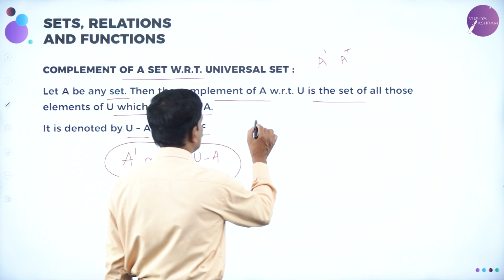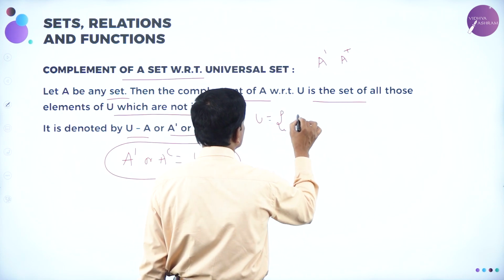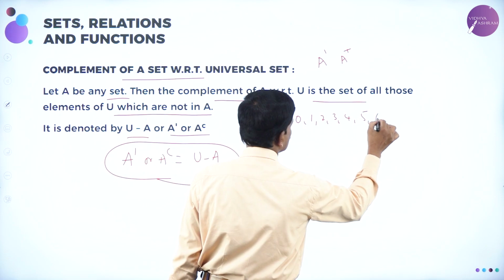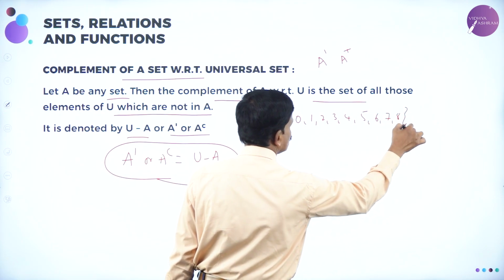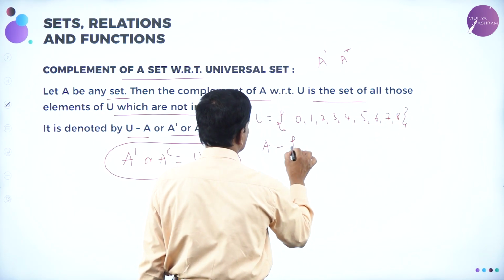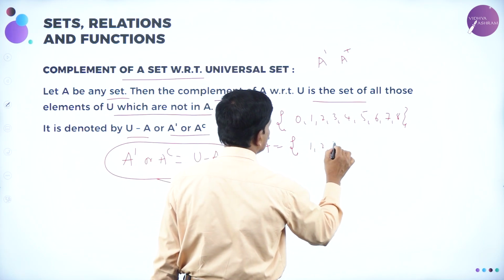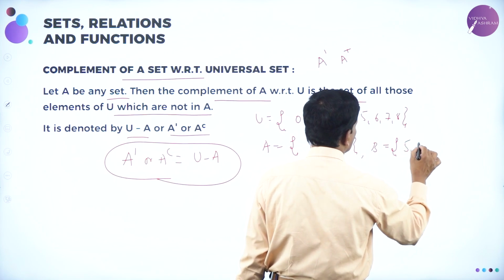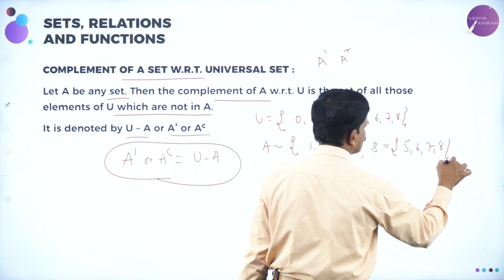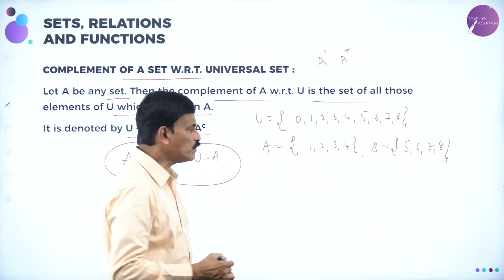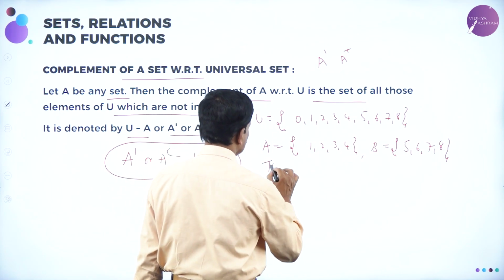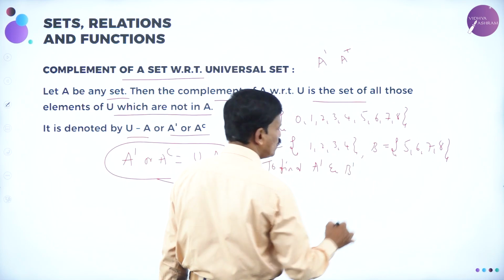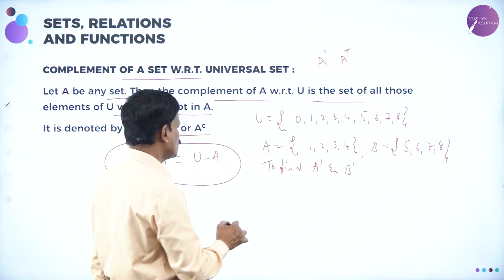Now let us take an example. Let U be equal to 0, 1, 2, 3, 4, 5, 6, 7, 8, which is a set. Another set A is equal to 1, 2, 3, 4, and another set B is equal to 5, 6, 7, 8. These are the two sets. Now we want to find A dash and B dash, the complements of A and B.